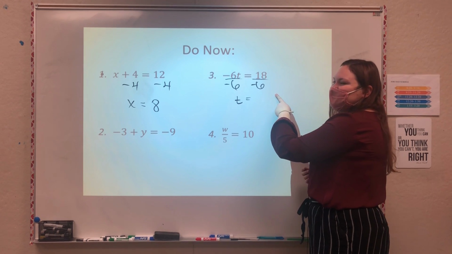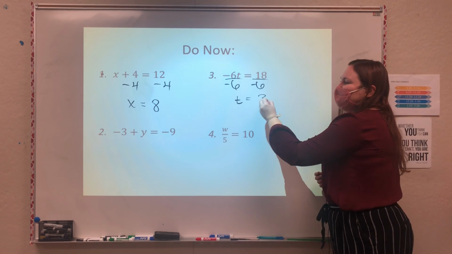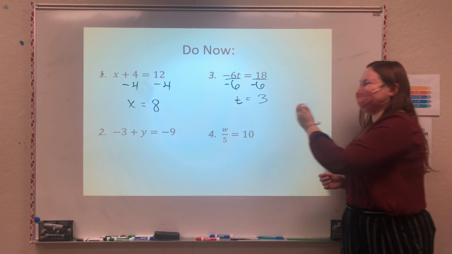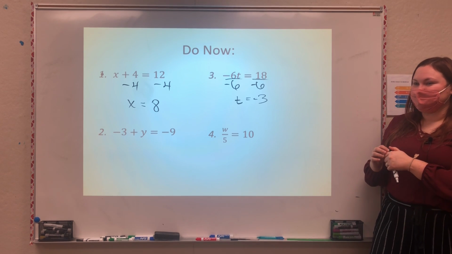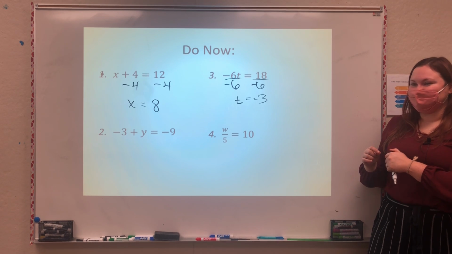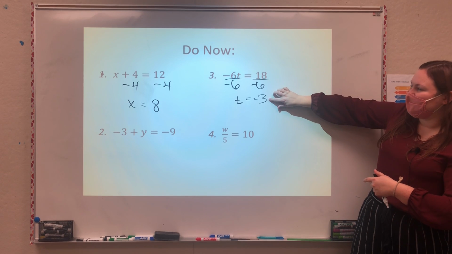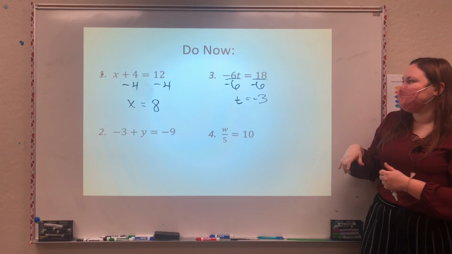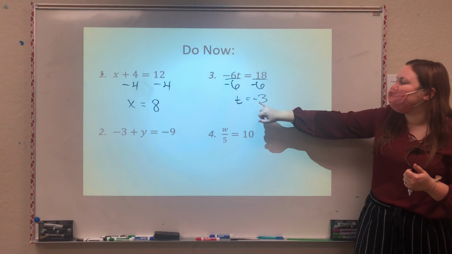And then you were trying to do this side too. 18 divided by negative 6? Why is it negative? Negative 6 times negative 3 is positive 18. Ooh, you're flipping it back to multiplication. So negative 3 times negative 6 would give us positive 18. We also learned when you're multiplying or dividing different signs, the answer is negative.